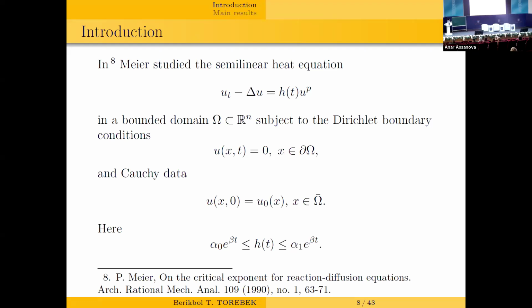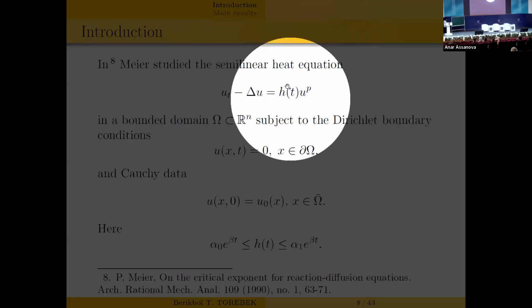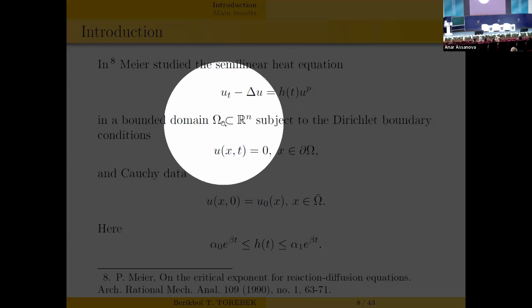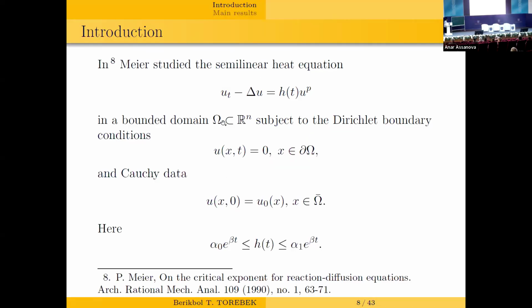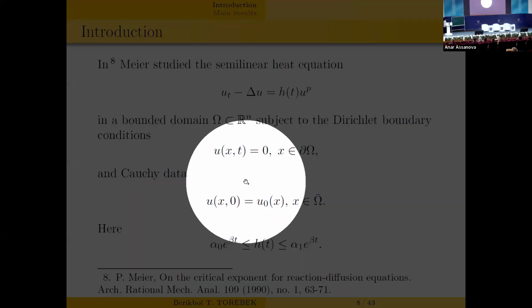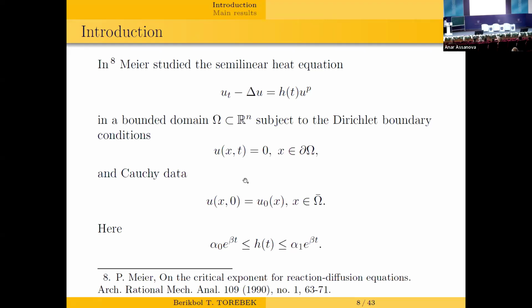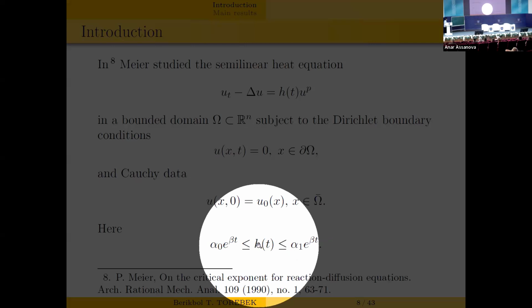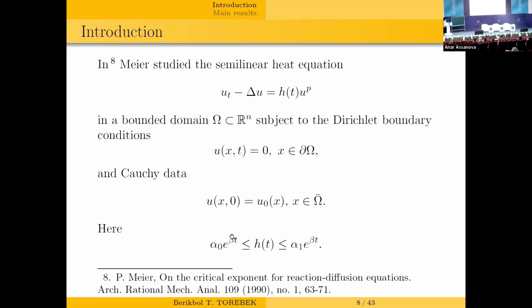And in 1990, Meier considered this kind of perturbation of the Fujita problem. Here, h of t depends only on the time variable, on a bounded domain from R^n. And on the boundary, consider the Dirichlet boundary condition with Cauchy initial data. And he assumes that this function h of t is bounded from below and above by an exponential function.